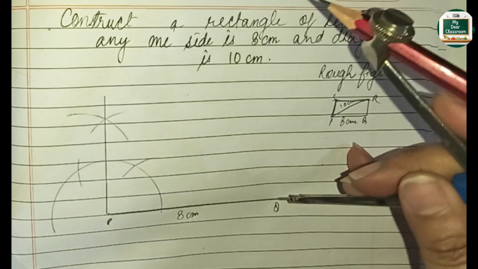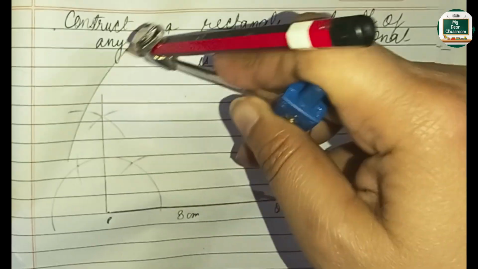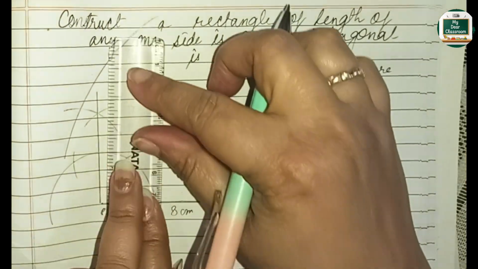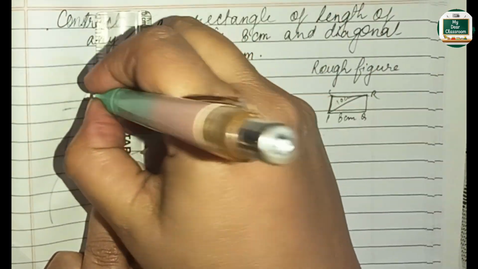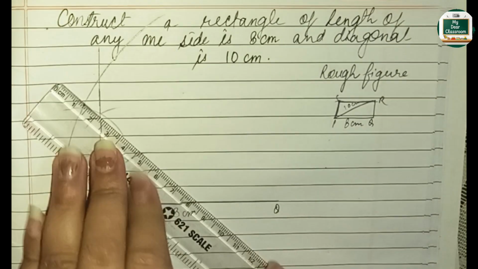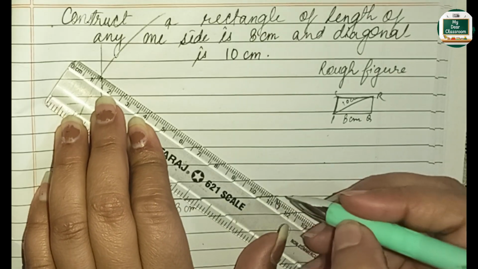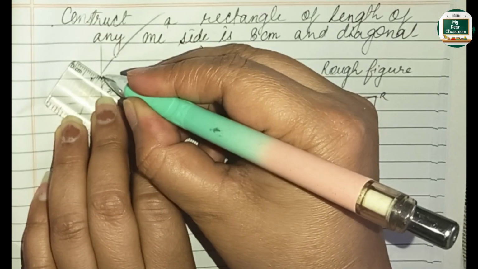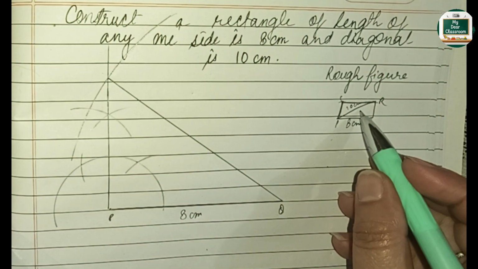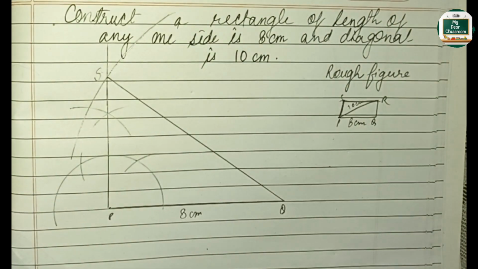Now from Q I will be taking the radius of 10 centimeter and I will be drawing like this. Now I have to extend this perpendicular. Okay, like this. Now I will be joining Q to this point, and according to my figure, actually I have drawn from P, okay, but as I have drawn from Q, so it will be S. Sorry for the mistake.